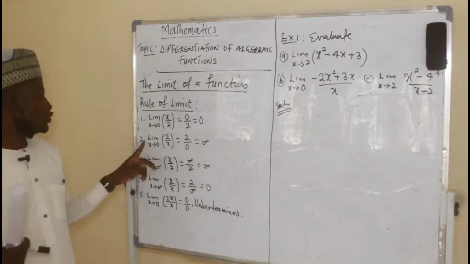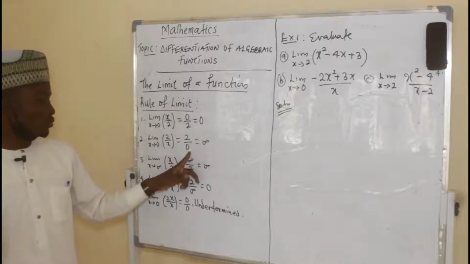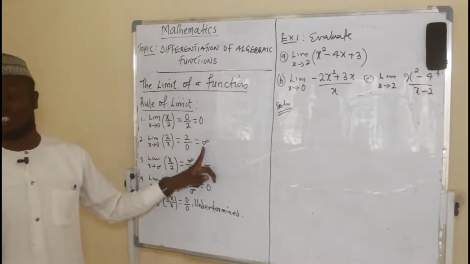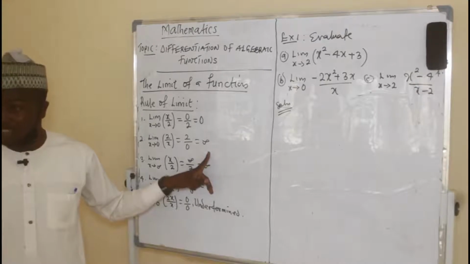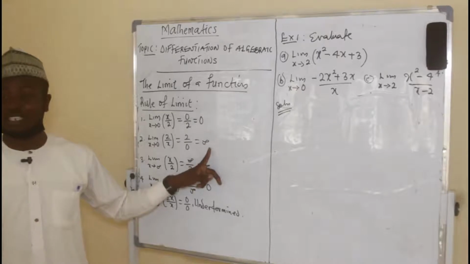So if you take the limit of x tends to 0 of 2 over x, when you substitute the limit, it is going to be 2 over 0. So 2 over 0 under the limit function is infinity. It is no longer undefined, as you normally used to say. So it is infinity.